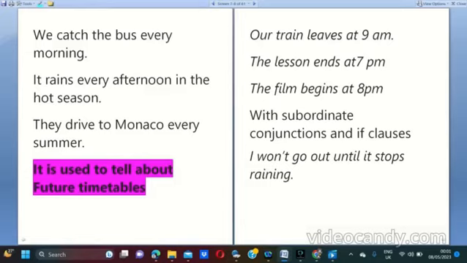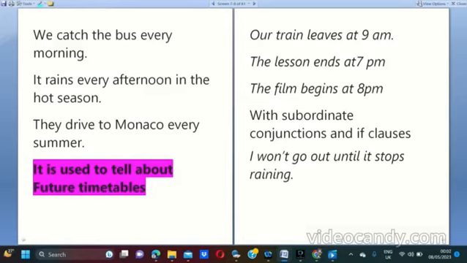See, with the subordinate conjunctions also we use this. I won't go out until it stops. Here in the previous one, we are using simple present tense to talk about future actions. And also, what is another use of simple present? Simple present always talks about present actions. Here, in this condition, when we use it with the subordinate conjunctions, it talks about future also.